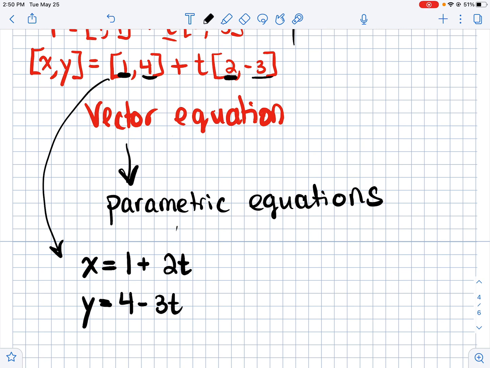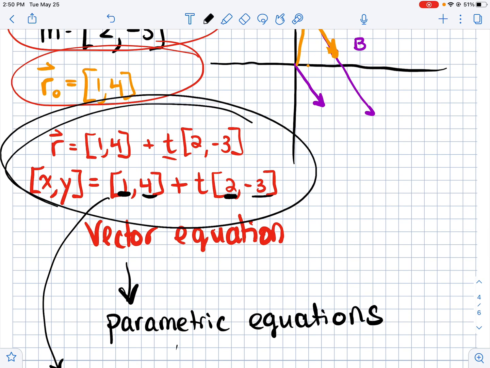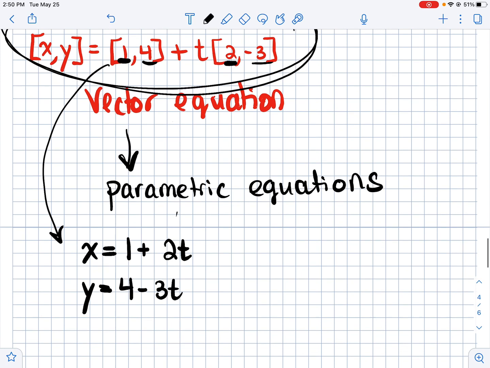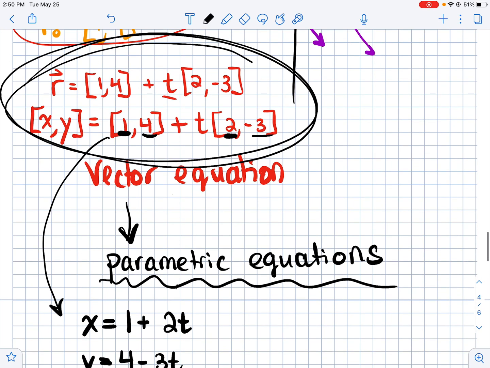So vector equations are the whole thing right here, like I just showed you. And then there's something called a parametric equation, and a parametric equation just splits it into its x and y components. So there you go. That's how you do a vector and a parametric equation.